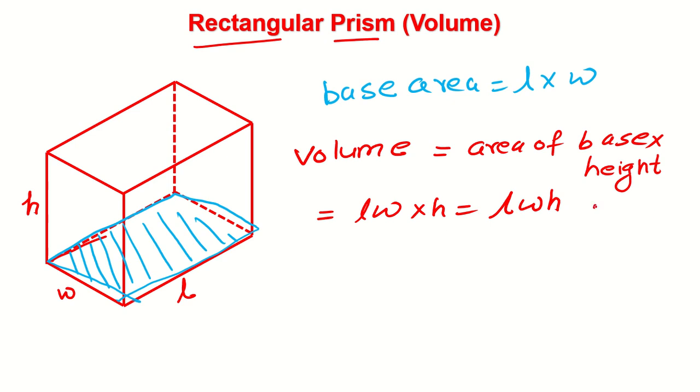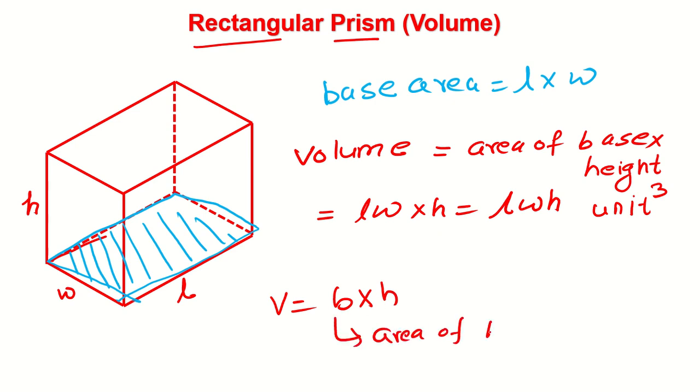LWH, and its unit will be unit cube. It can be meter cube, centimeter cube, millimeter cube, or anything. In general you will see in your book that it is written B times H. What is B here? B is the area of the base. Just try to understand, it doesn't matter what is written where. If you have a clear cut concept, then you can solve the question easily.